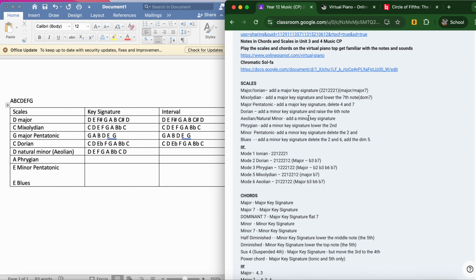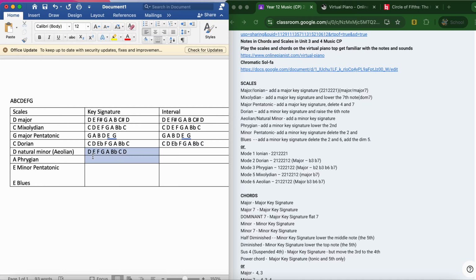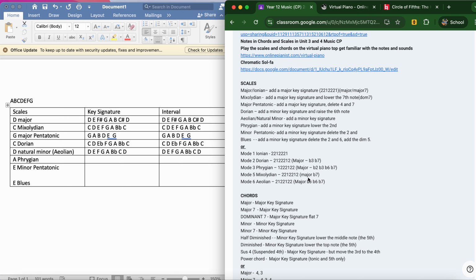What's the instruction? Raise, sorry, that's it. That's the only instruction. Sorry, I thought we were talking about Dorian, but we've already done Dorian. Add a minor key signature, and we did so. Otherwise, you follow that.